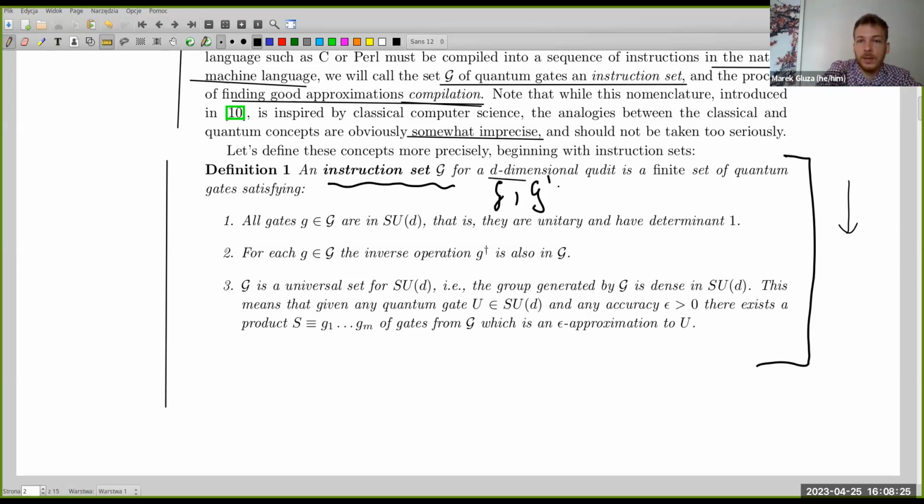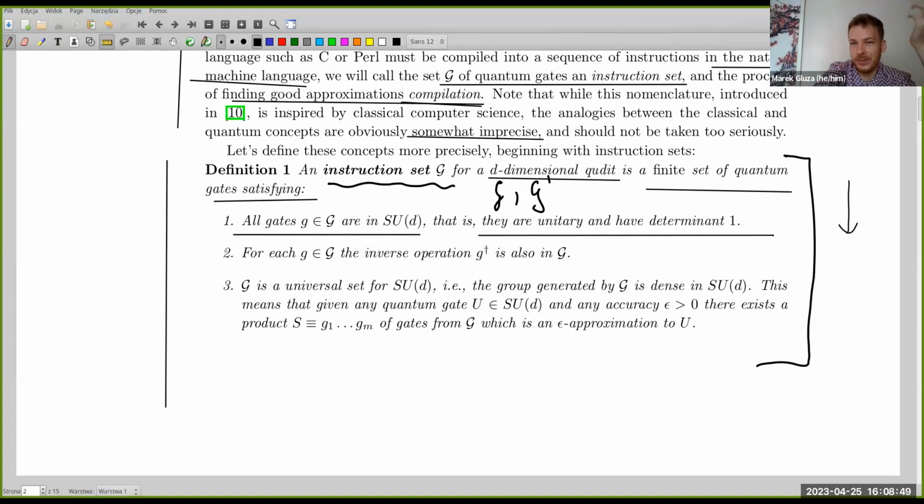So for a d-dimensional system, or say you have a qubit, which is a 4-dimensional system, which is equivalent to 2 qubits. And then the instruction set is a finite set of gates. And all those gates are unitary. They are actually special unitary, but that's fine, and they actually say it. This is pedagogical. Okay, so the gates are unitary and have determinant 1. That's what special unitary means, and that's important because of exponentiation.